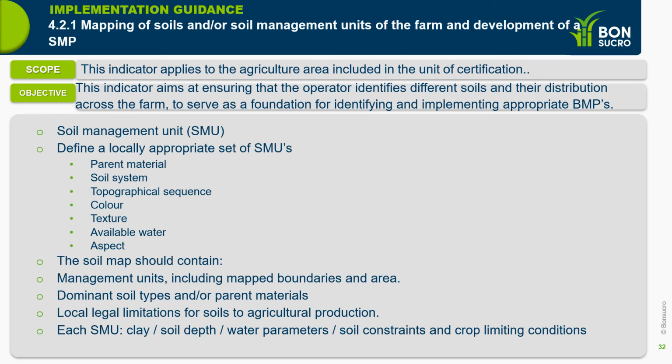So, of course, identify the parent material, the soil system, the topographical sequence, the color, texture, available water, and aspects, to have the same management in some soil management units. So, of course, identify the dominant soil types and/or parent materials, and of course, local legal limitations for soils for agricultural production. Each soil management unit will improve the identification of different management of the soils, and will identify clay, soil depth, water parameters, soil constraints, and crop limiting conditions to, of course, have different soil management on the different soil management units.